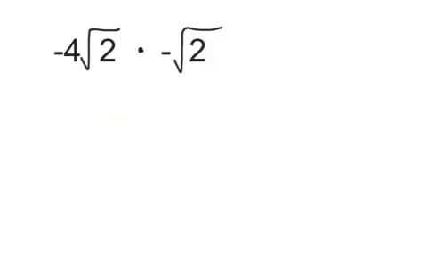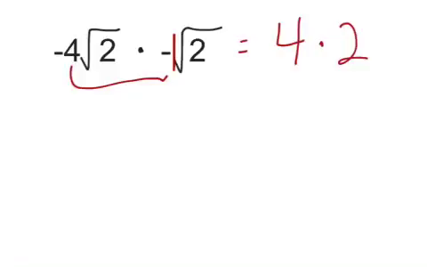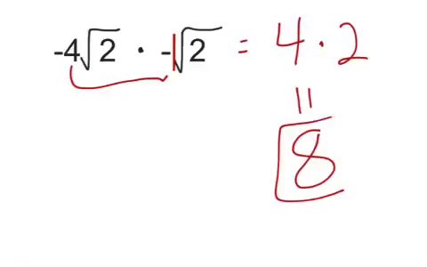Now this one, watch what happens. There's an imaginary 1 out front here. So I have a negative 4 and a negative 1. What's that going to give me? 4. Good. Now, when I multiply my roots together, root 2 times root 2, what does that always give me? 2. So multiply that by 4, which is going to give me an answer of 8. There's my answer.